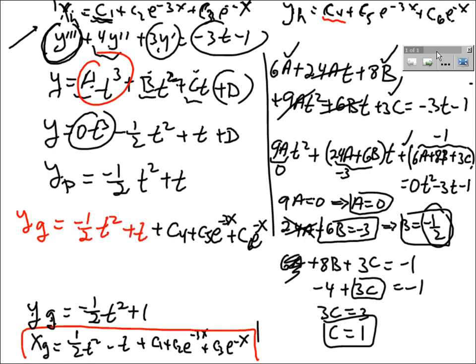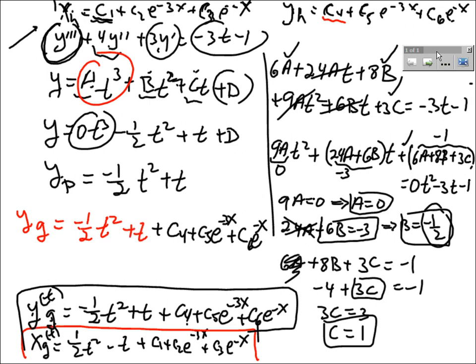Now, this is almost done. After doing all this, you're like, yes, I have y of t, and I have x of t, and I'm done. Nope. You have to get rid of some of these constants.